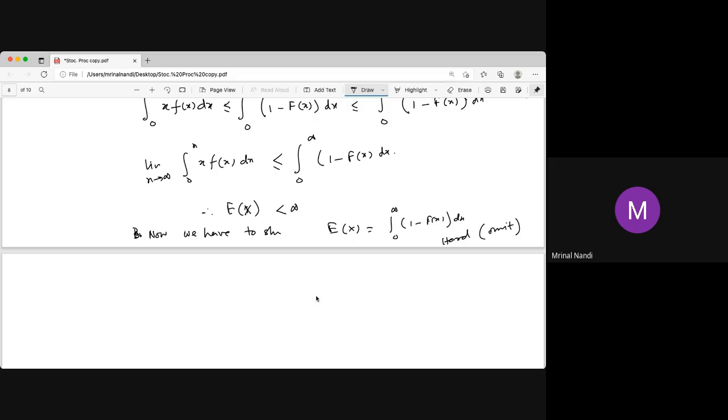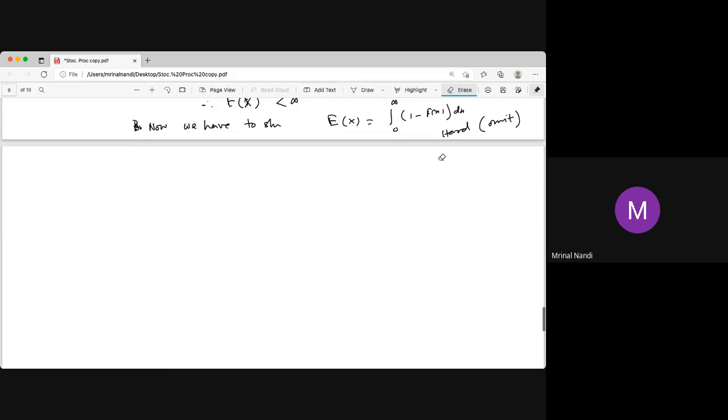So that means for a non-negative random variable, finding the expectation is easy in the sense that you just have to integrate from 0 to infinity of 1 minus F(x) dx. And that result is actually useful to find the expectation for some distributions which are non-negative distributions.